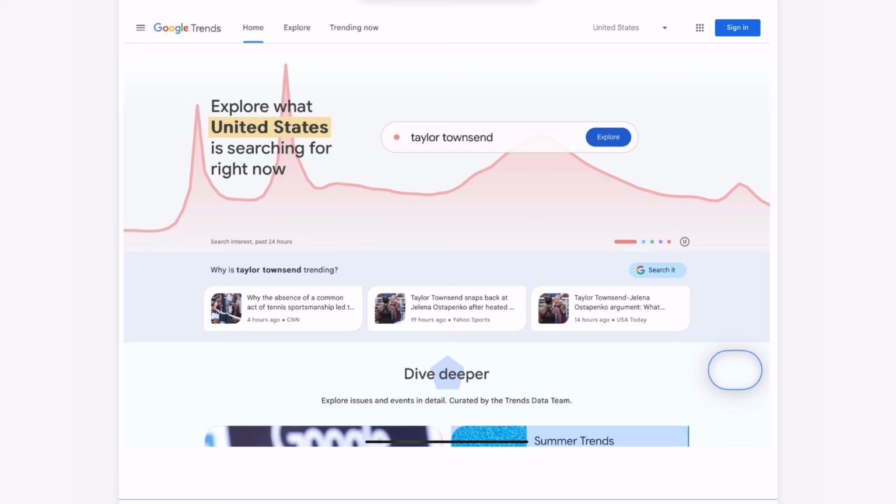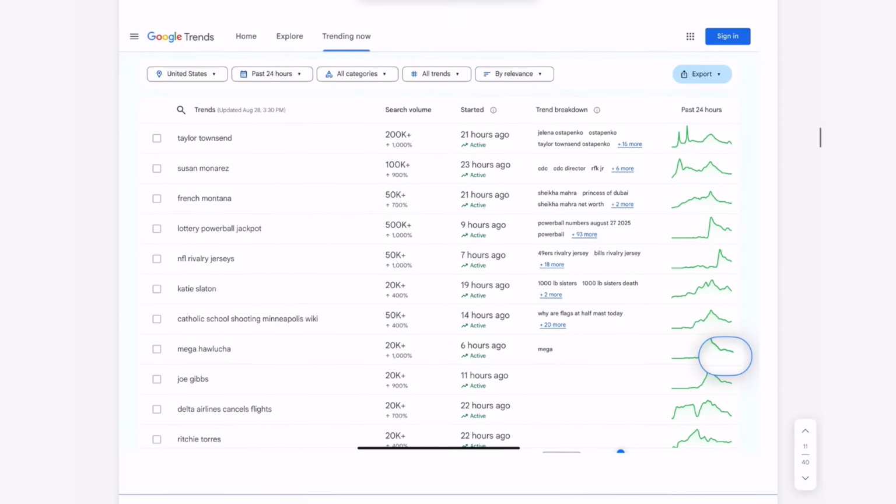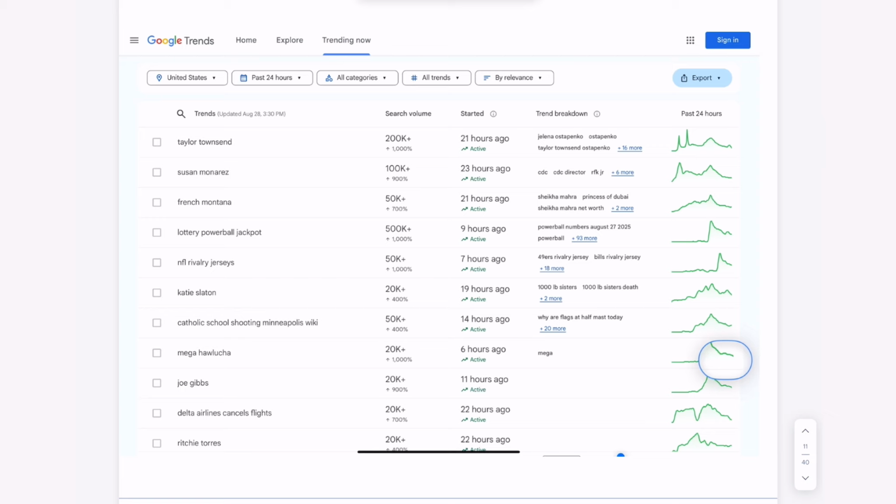Okay, so anyway, Google Trends is a website, and among the fun things it does is it'll list the trending stuff at any given moment in time. So today we have Taylor Townsend. This is always where I find out I'm really old. There's Taylor Townsend, Suzanne Monarez. I guess you get hints from this trend breakdown. So I think she was the lady who resigned today from the CDC, or resigned yesterday.